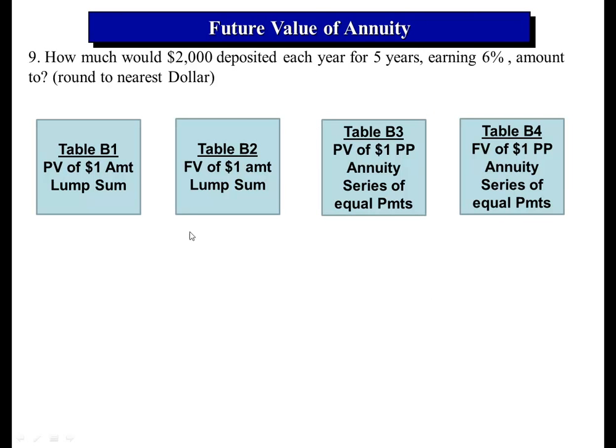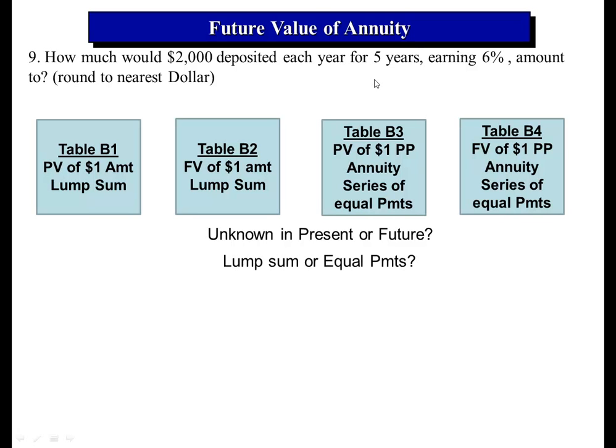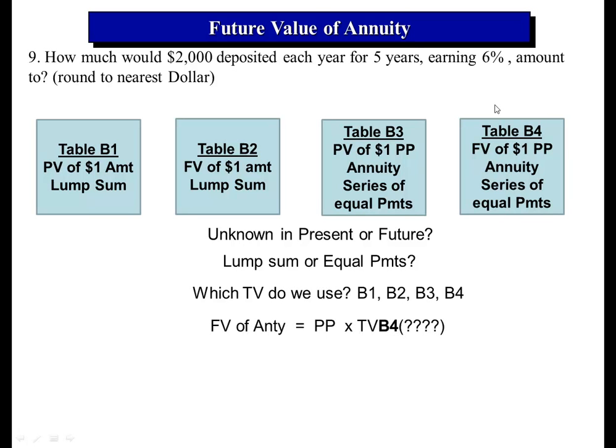Here's our next one. How much would $2,000 deposited each year for 5 years earning 6% amount to? Okay. Is the unknown in the present or the future? Well, the unknown is going to be in the future. And are we dealing with a lump sum or a series of equal payments? Well, we're dealing with a series of equal payments, which is $2,000 each year. And the question is, what are they worth out there in the future? So we're going to use table 4, or the table in your book that says the future value of a series of equal payments, or the future value of an annuity.